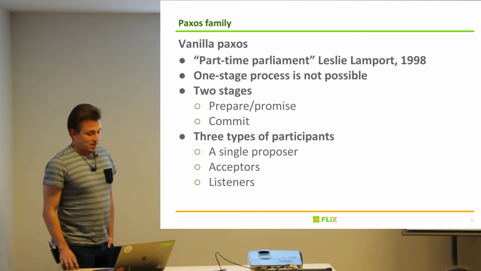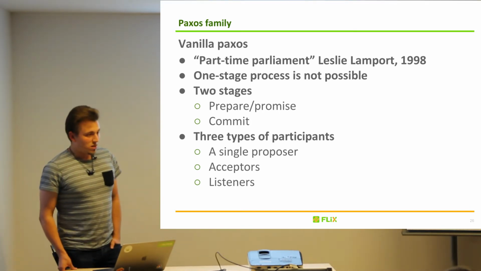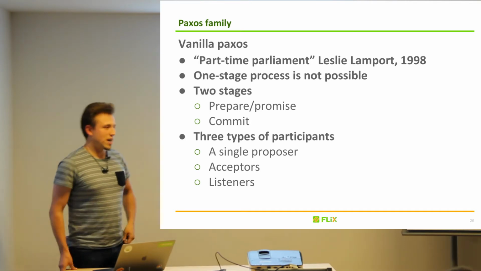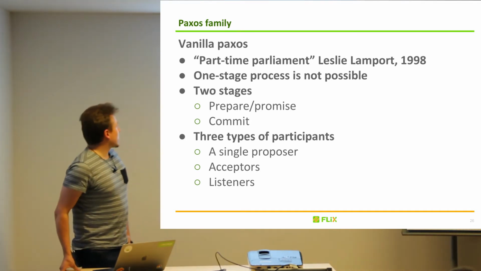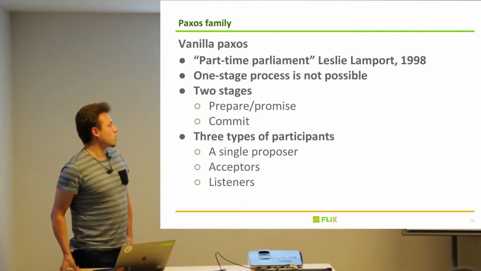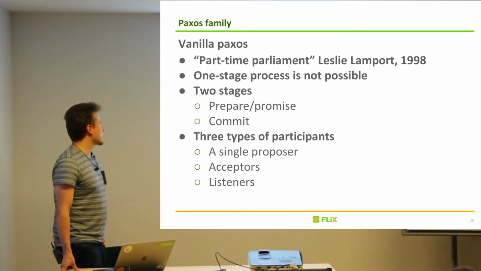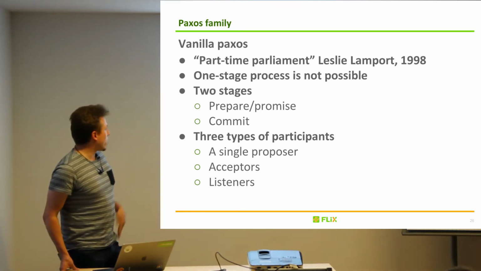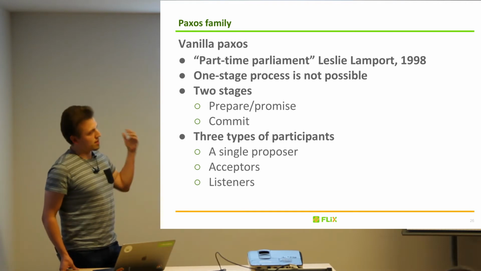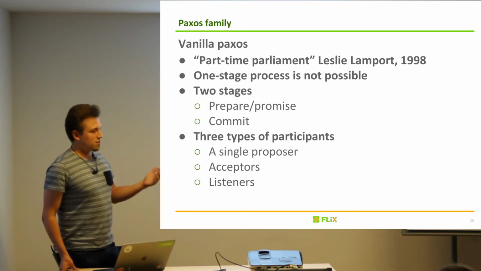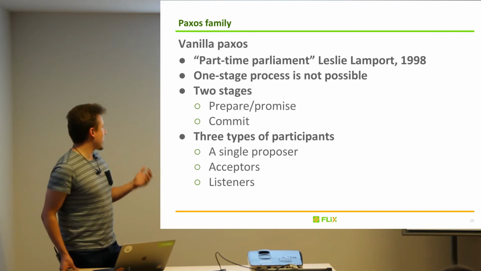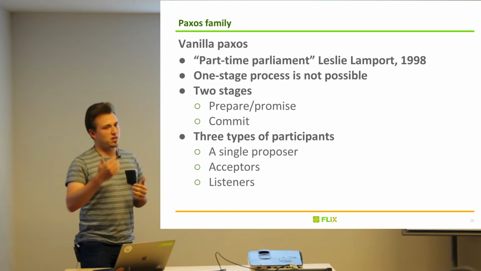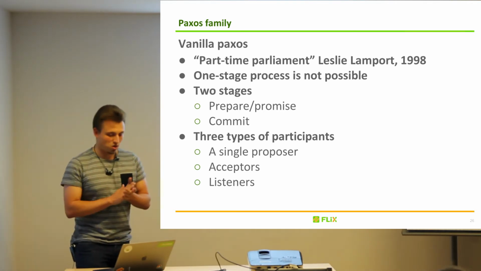So what it states is a one-stage process, while we just observed a two-stage process with ZAB. It states that to achieve consistency, a one-stage process is not enough in general. So we need two stages. One is about prepare. That's what we observed, actually defining the leader, and promise and commit. So promise is about sharing the decision, and commit is about acknowledging the decision.